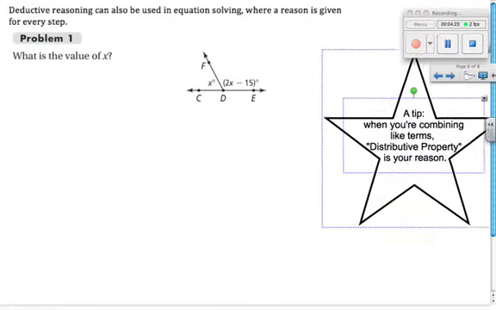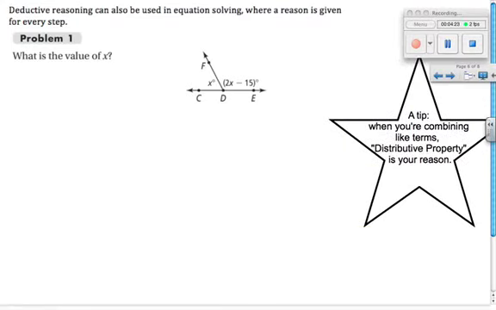And some of you may already be thinking, well, why do I need a reason for anything? I know how to combine like terms. I just do it and move on with my life. What we're doing today, however, is kind of starting to dip our toes into the deep and murky waters of proofs.